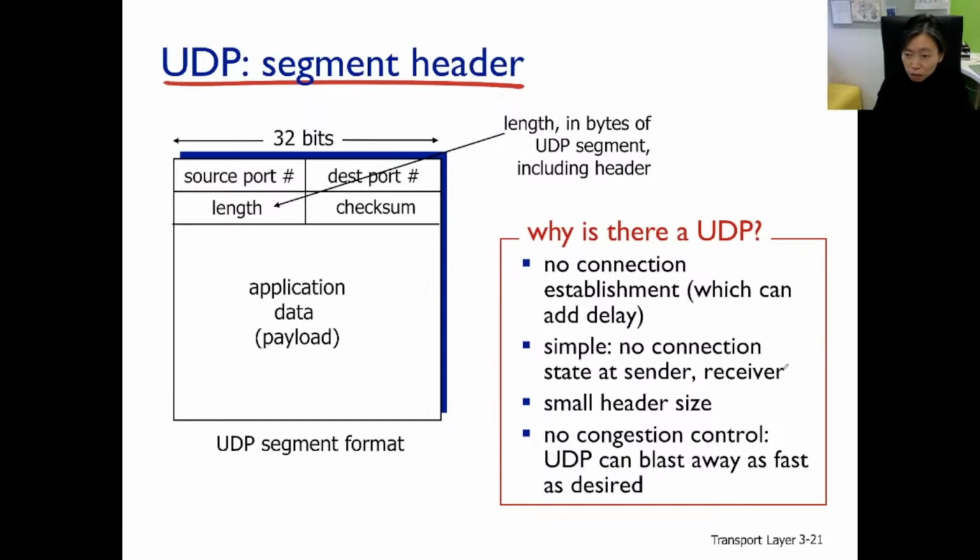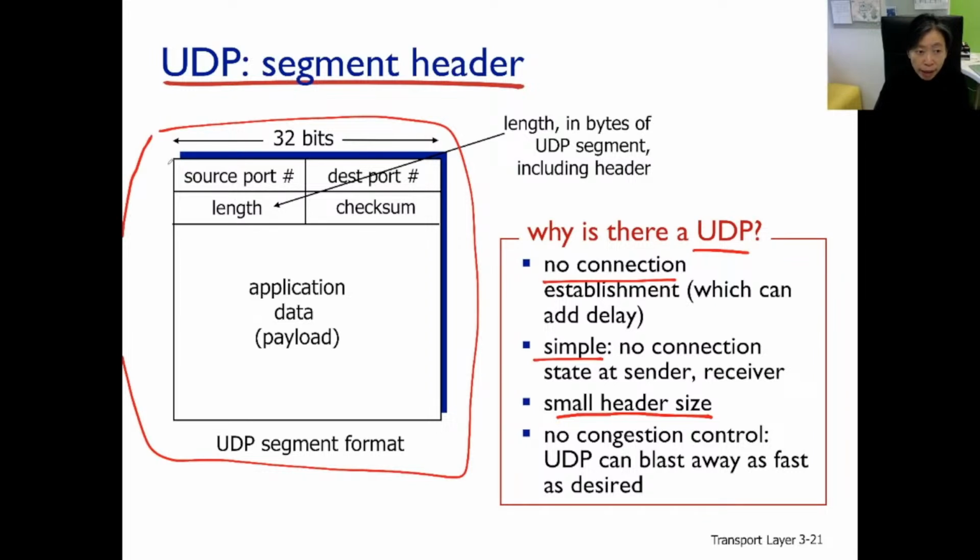There are some other uses of UDP. So some other advantages of UDP: there's no connection establishment, as we know, so low delay. It's very simple. There's no handshake. It's easier to implement. There's also a small header. So this is a UDP segment.